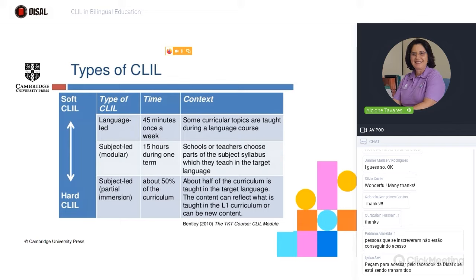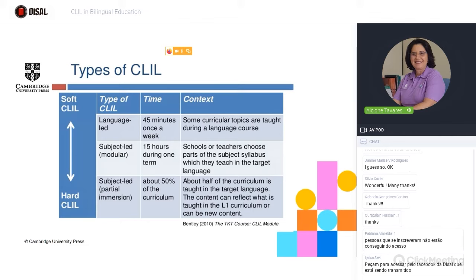Let's look at the first context. Let's look at the column of context, first row. Some curricular topics are taught during a language course. What does that mean? This is a type of CLIL in which topics from the curriculum are presented within a language unit of a course book, and the language used for the CLIL topic is graded according to the language syllabus. That's why it's called language-led CLIL.